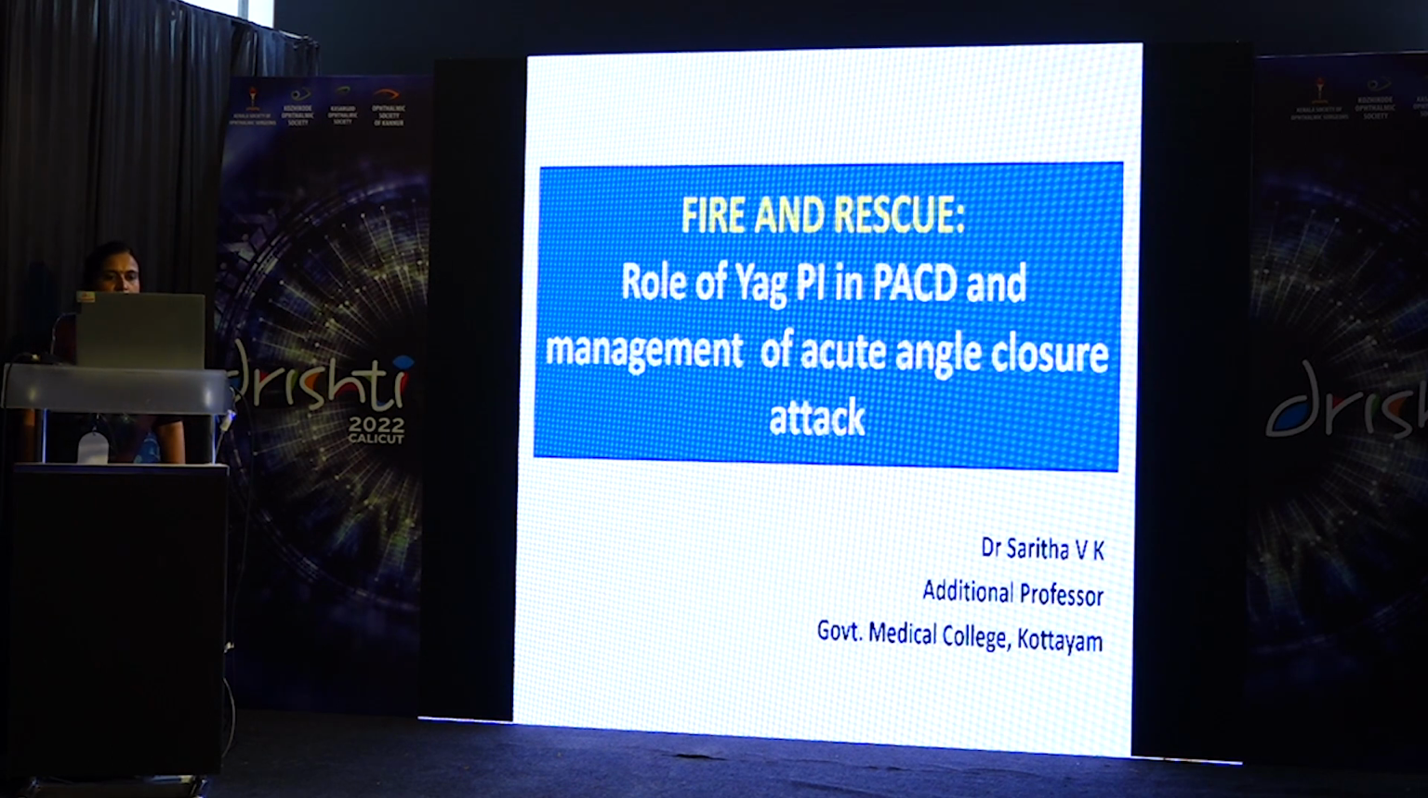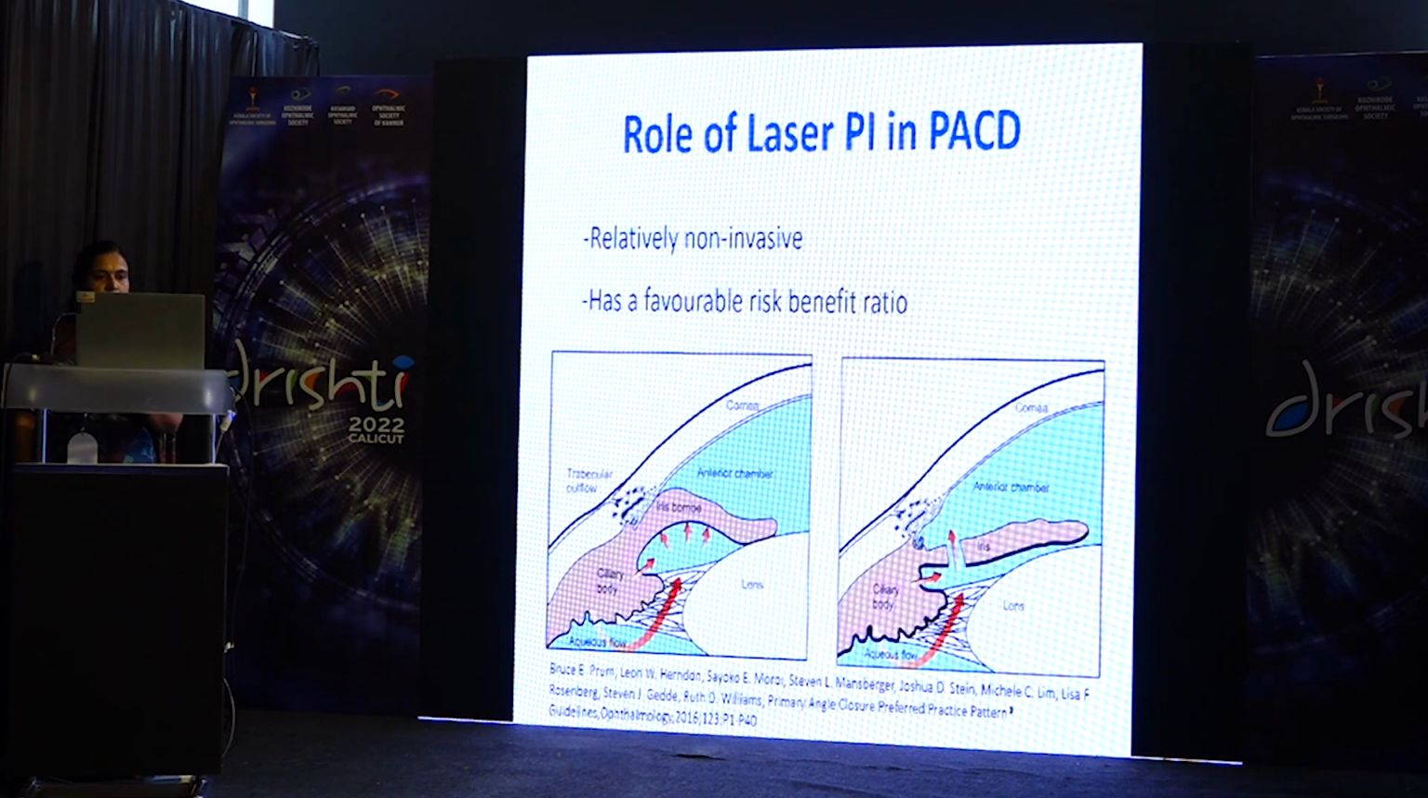Straight to my topic, fire and rescue: the role of YAG peripheral iridotomy in primary angle closure disease and management of acute angle closure attack. The first line treatment of primary angle closure disease is laser peripheral iridotomy because it is relatively non-invasive and has a favorable risk-benefit ratio. From the schematic diagram shown, it is clear that a patent peripheral iridotomy prevents relative pupillary block.